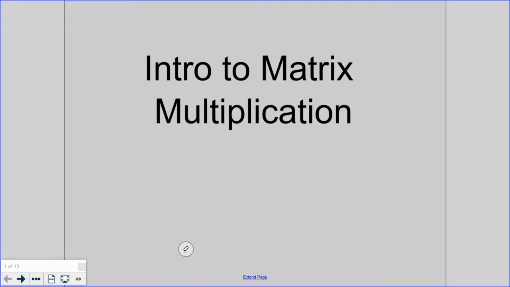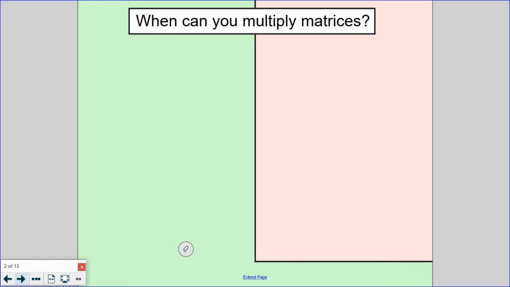But we do still need to decide if two matrices are able to be multiplied. When can we multiply matrices? We need to know the dimension.